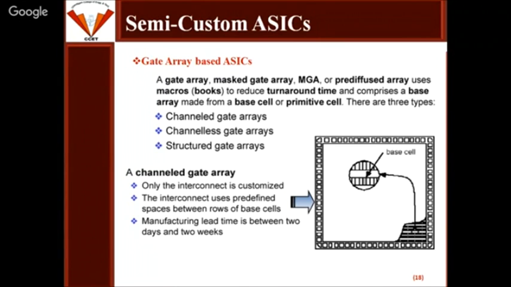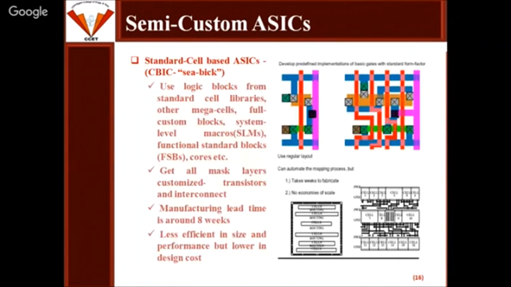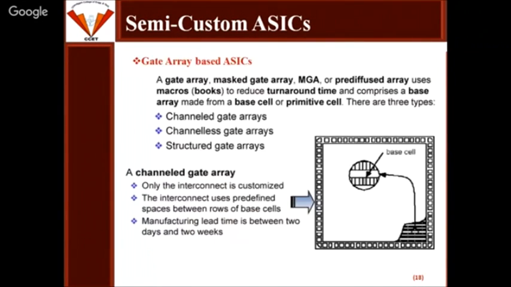Another semi-custom. Earlier we were talking about the standard cell-based ASIC. Now we are talking about the gate array-based ASIC. A gate array, or masked gate array, or pre-diffused array, uses macros to reduce turnaround time and comprises a base array made from base cells, that is primitive cells already defined in the library. There are basically three types of gate array logic: channeled gate array, channelless gate array, and structured gate array.